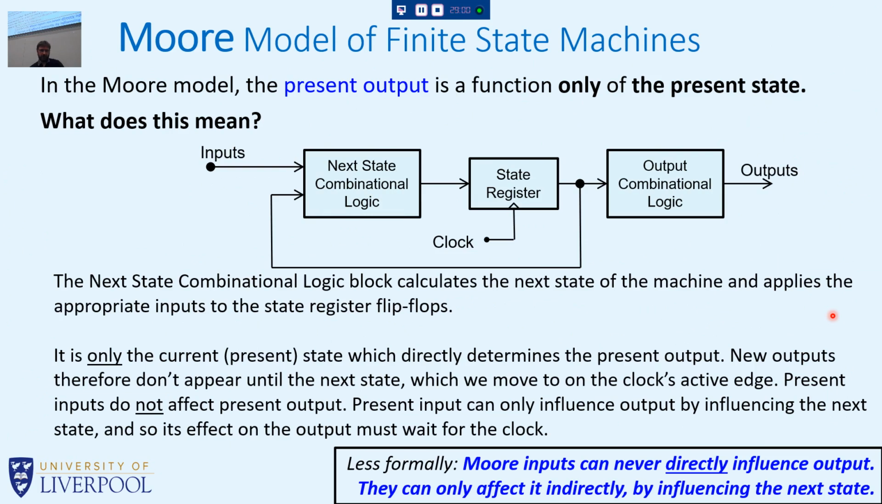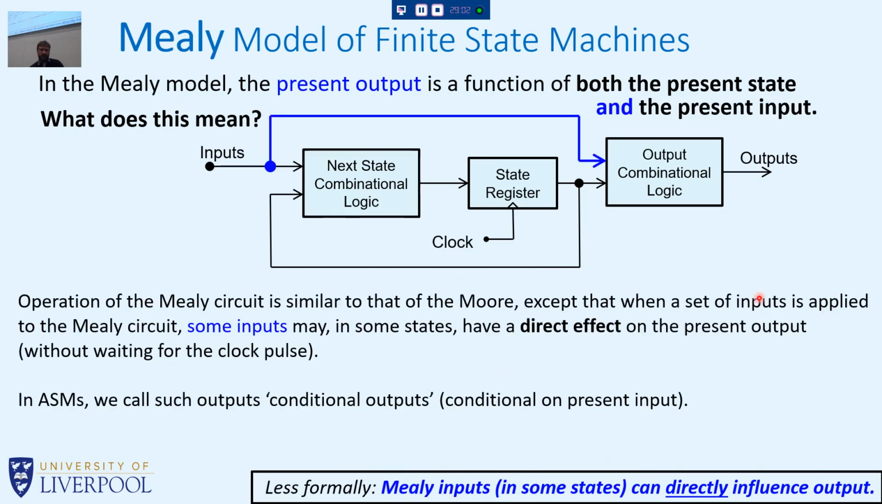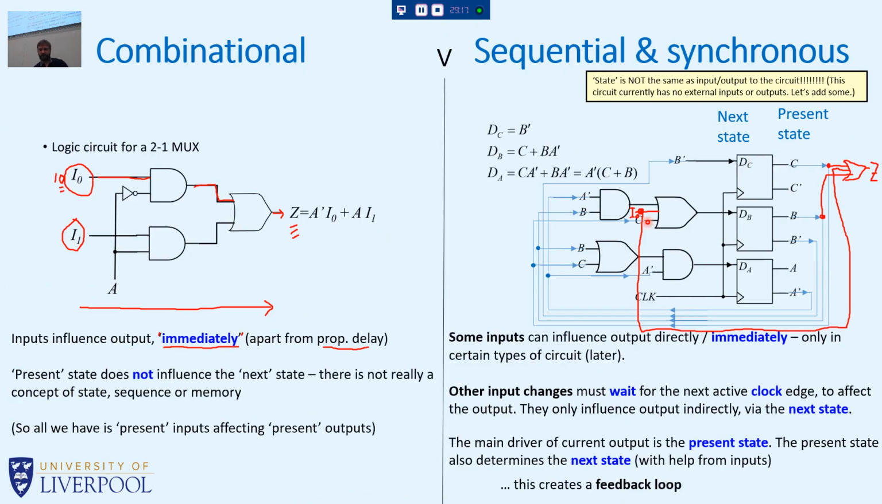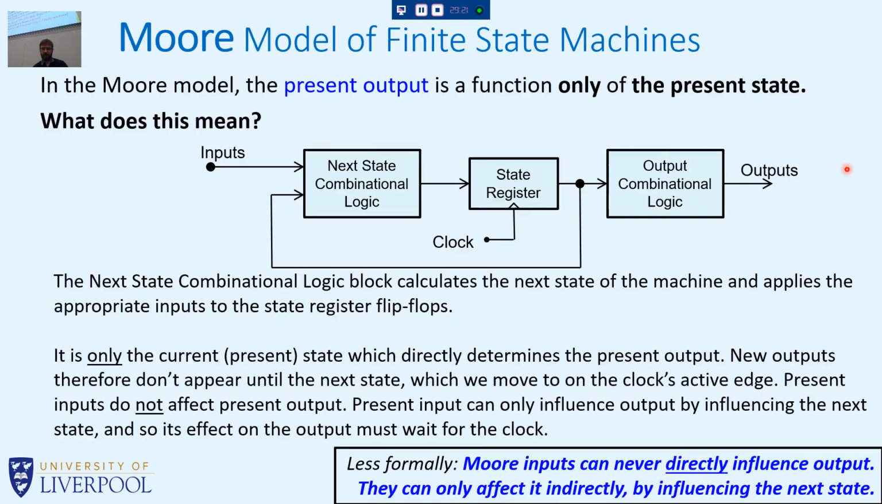Whereas in a Mealy model, the present output is a function of both the present state and the present input, okay? So that extra line that we added on our diagram can have a direct or semi-direct effect on the output without waiting for the clock, and that was indicated here. So that's the Mealy model. We can have a direct line to the output, okay? So these definitions at the top are important ones that I suggest you pretty much memorize, just in case you come across them, yes?